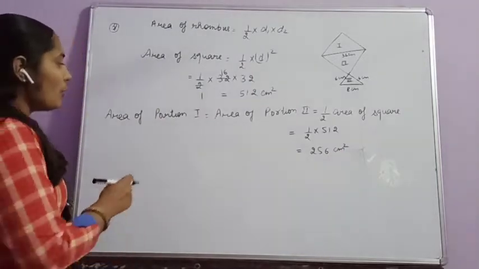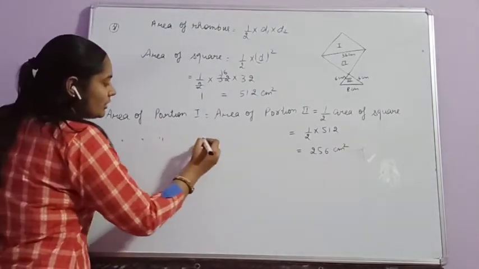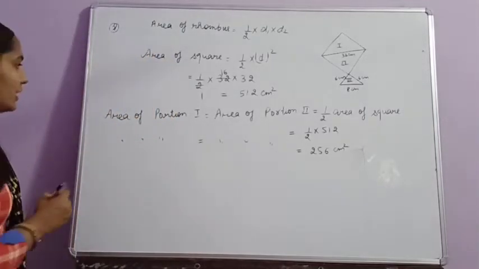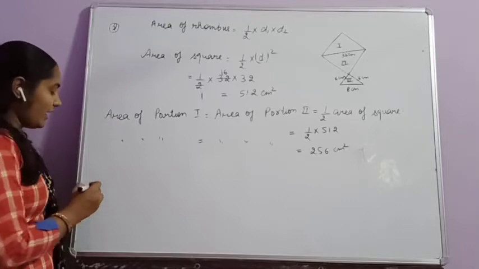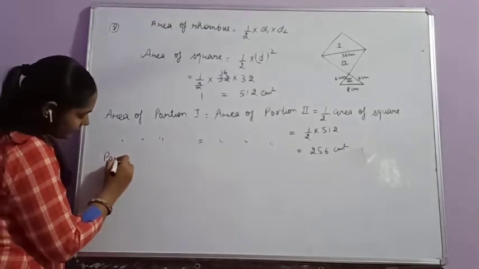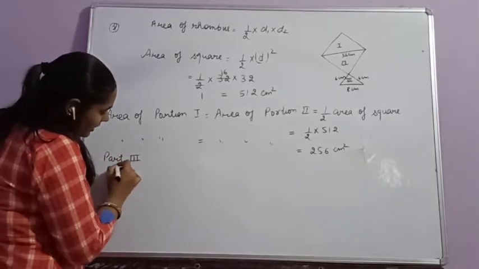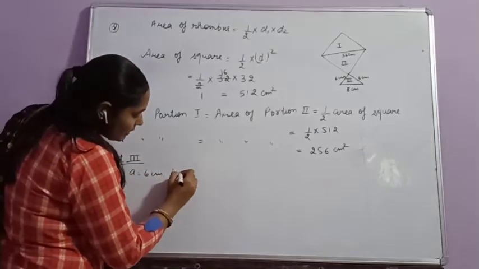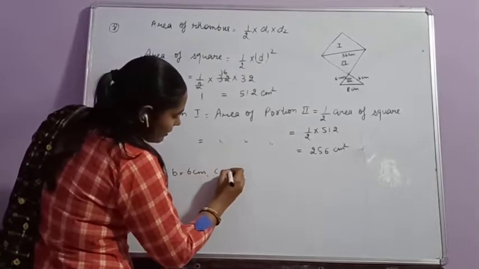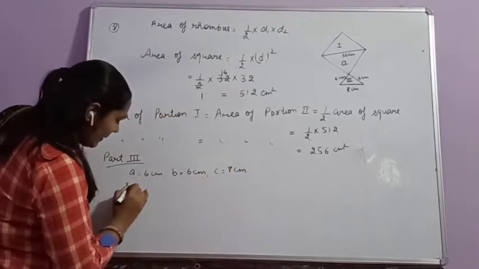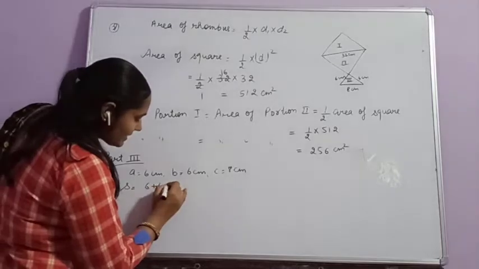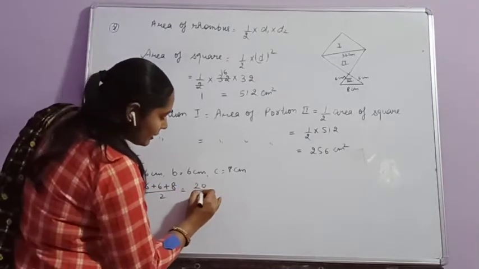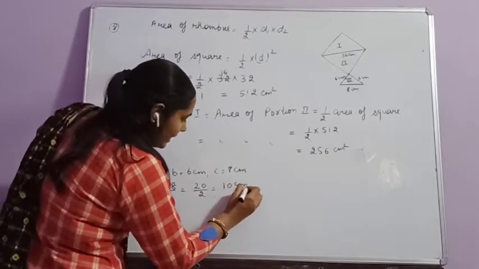That is the area of portion 1 and area of portion 2. Now we have to calculate area of portion 3, and we know that third portion is a triangle. Part 3. In third part, A is equal to 6 centimeter, B is equal to 6 centimeter, and C is equal to 8 centimeter. Then semi-perimeter will be A plus B plus C divided by 2. That is equal to 20 divided by 2. That is equal to 10 centimeter.